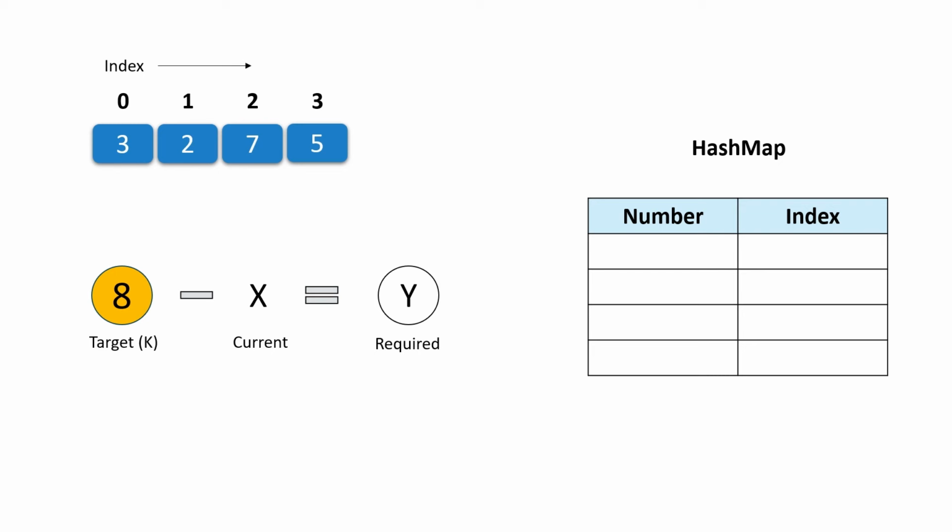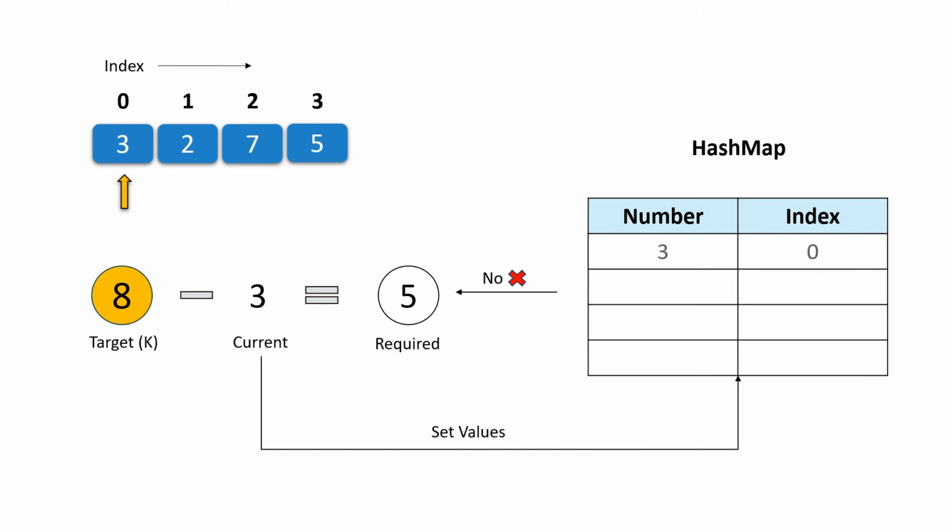Let's take one step at a time. Originally at index 0, our current number was 3. The required number would be 8 minus 3, that is 5. Is it present in the hash map? No, it is not present. So we will set the current number and its index for future use. That is, 3 equals 0 in the hash map.